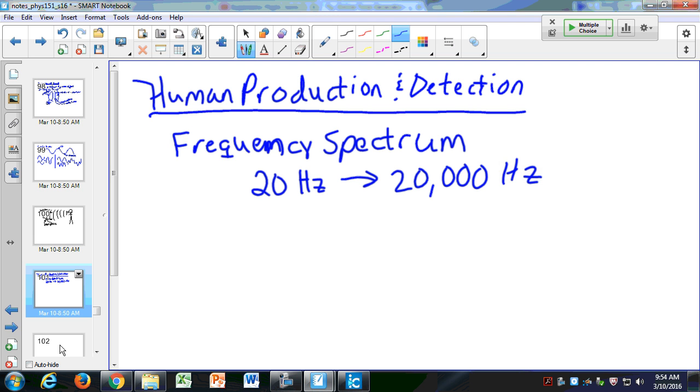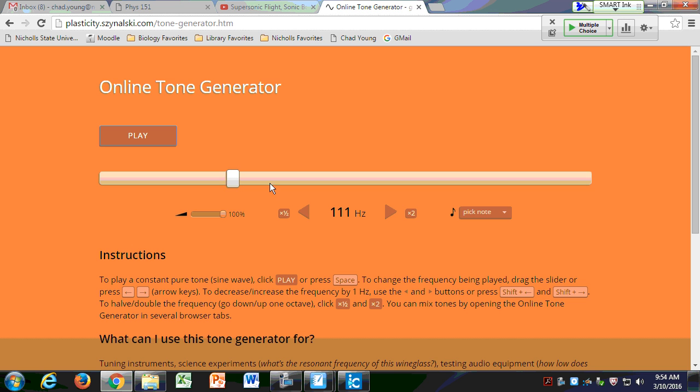Let's see how you guys fall on this. This is really annoying, okay? I'll try not to have it too loud, but especially the high end of the frequency spectrum can be kind of piercing. So I'll try to have it kind of low. We'll do the low end first.